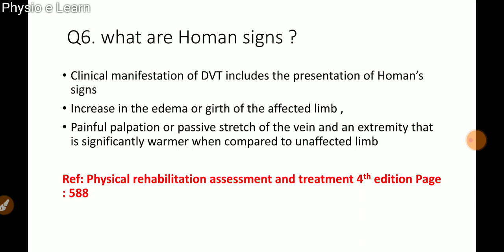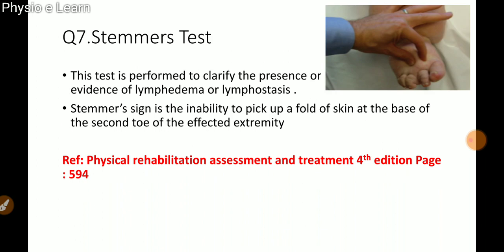Sixth question, what are Homan signs? So clinical manifestation of deep venous thrombosis, that is DVT, includes the presentation of Homan signs. That is, increase in the edema or girth of the affected limb. Second, painful palpation or passive stretch of the vein, that can be given by calf stretch, and an extremity that is significantly warmer, that is the raised temperature when compared to the unaffected limb. So raised temperature, pain during palpation or stretch, and the edema, these are the 3 Homan signs.